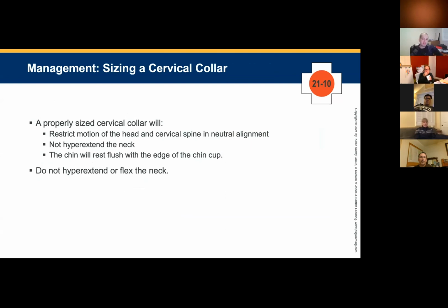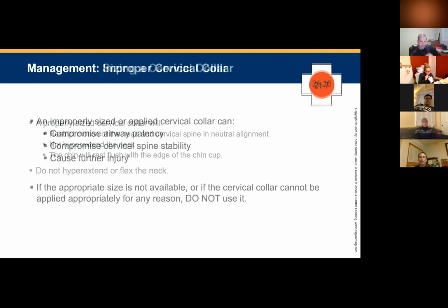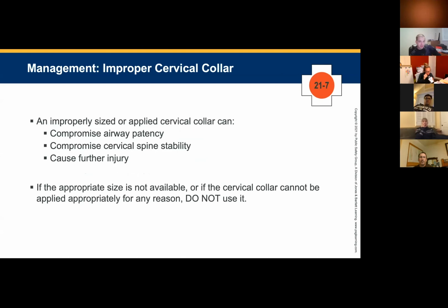So a properly sized collar will restrict motion of the head and cervical spine in neutral alignment, not hyperextend the neck, and the chin will rest flush with the edge of the chin cup. We want to make sure we do not hyperextend or flex the neck. An improperly sized collar will lead to airway compromise, compromise cervical spine stability, and cause further injury. If the appropriate size is not available or if the collar cannot be applied appropriately, do not use it.